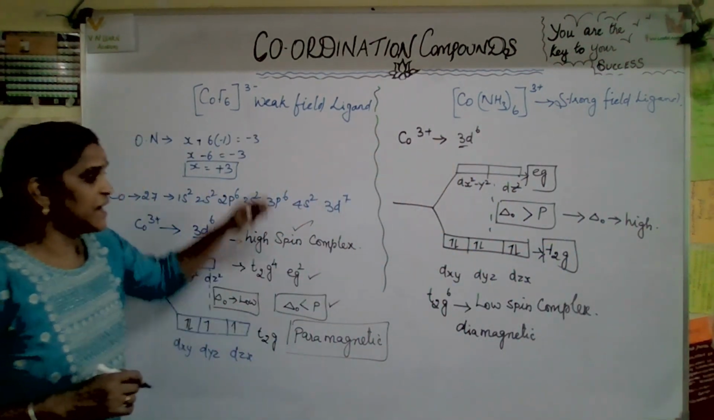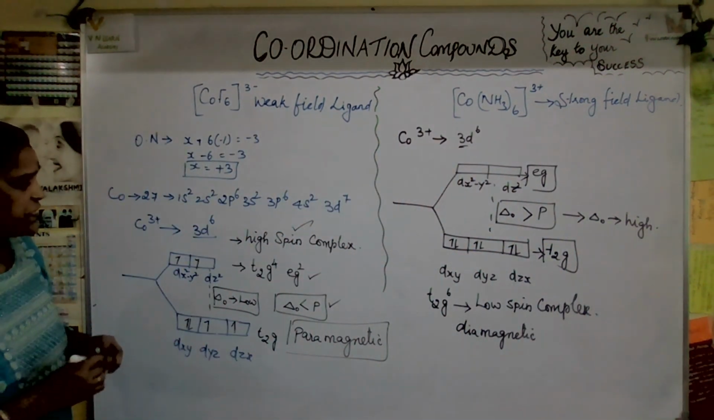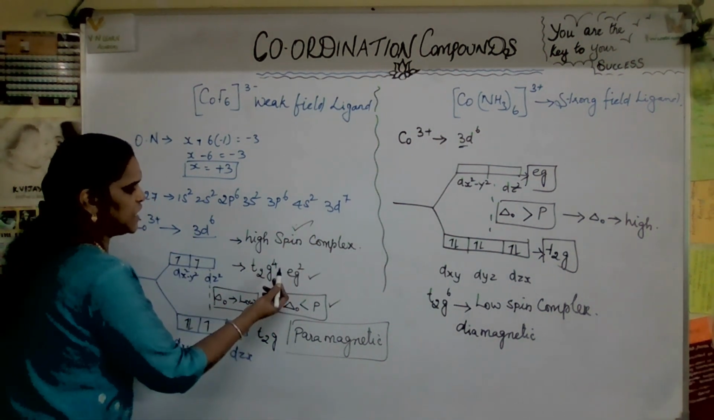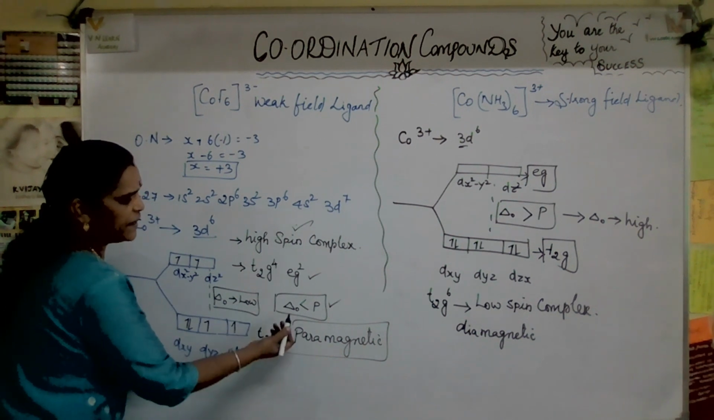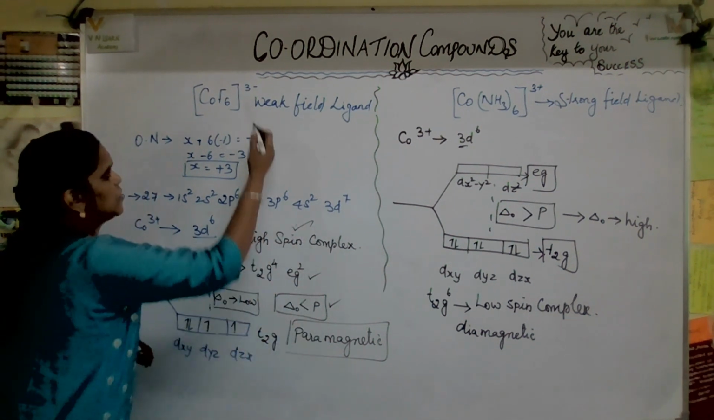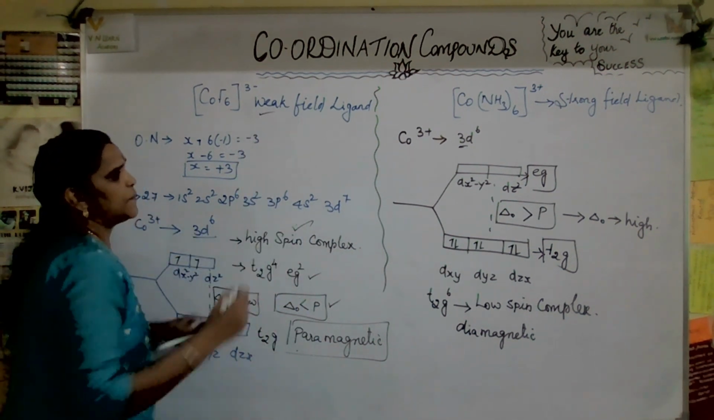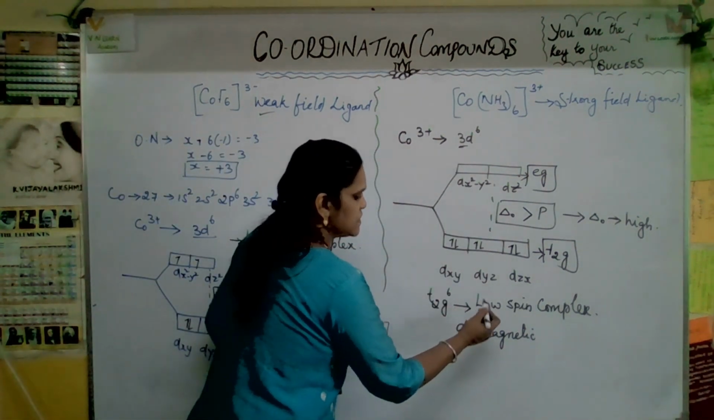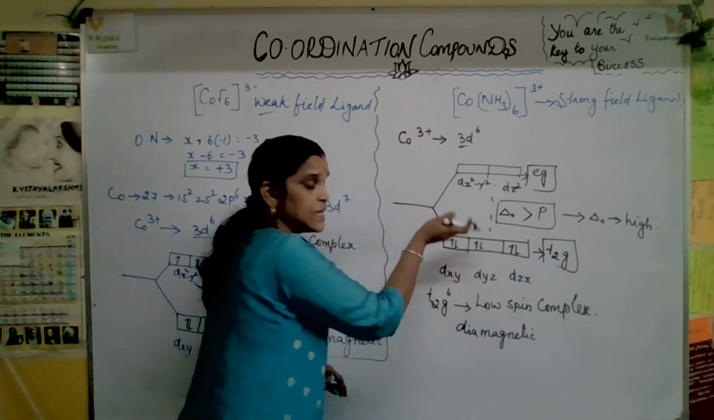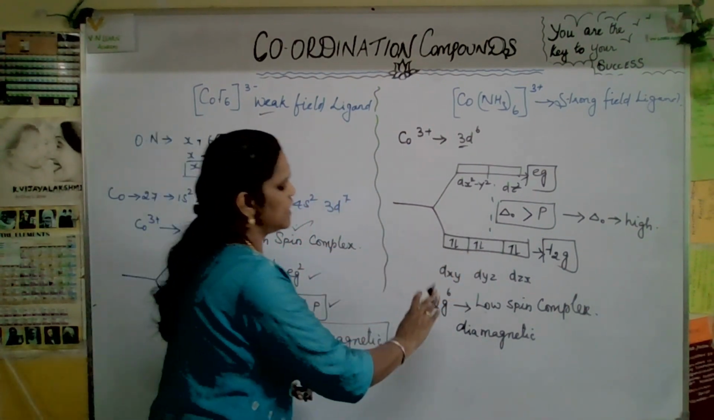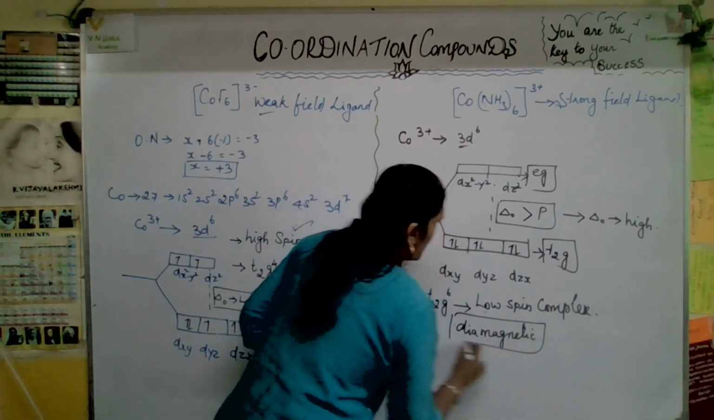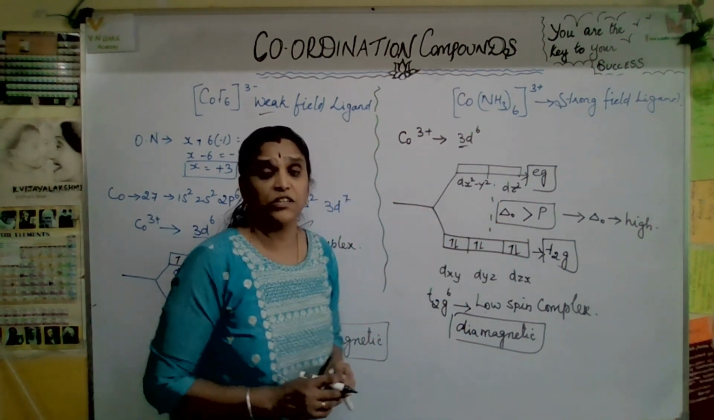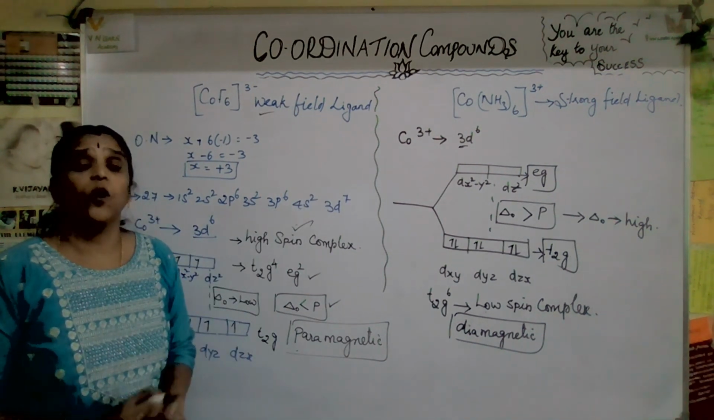Hope you're clear with that, how to find out all these points. So here, high spin complexes: t2g4 eg2, and delta naught is lesser than P because it's a weak field ligand, paramagnetic. Whereas here, t2g6, and it is a low spin complex. Why? Because it is filling the lower level, the t2g level only, and it's diamagnetic, and delta naught is greater than P. Delta naught is very high. Hope you're clear on all these points.